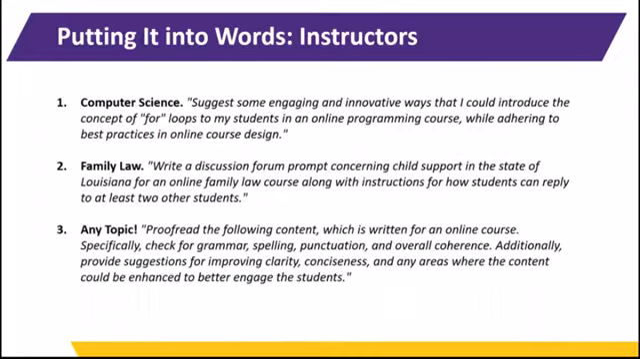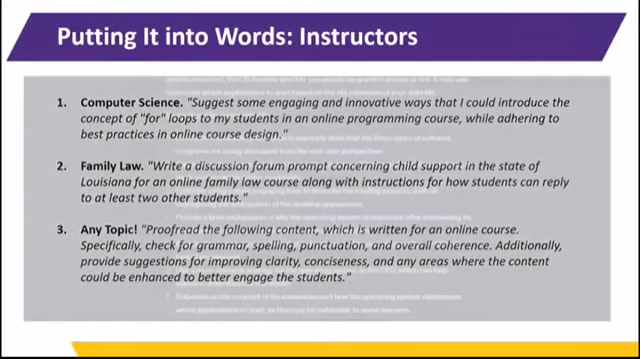For our last example here, let's consider proofreading. After reading text that you'd like to provide to your students as part of your instructional materials, you can use AI to proofread and provide suggestions on how you can improve that written content. So next time you want to proofread some content, you could try a prompt such as this one. "Proofread the following content, which is written for an online course. Specifically check for grammar, spelling, punctuation, and overall coherence. Additionally, provide suggestions for improving clarity, conciseness, and any areas where the content could be enhanced to better engage the students." So that's the prompt that I wrote.